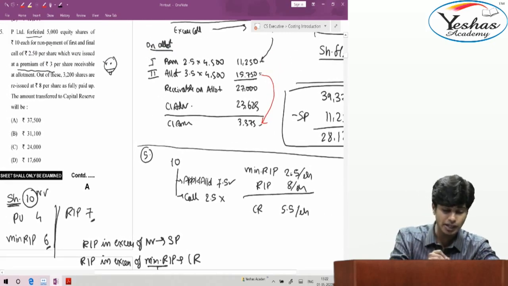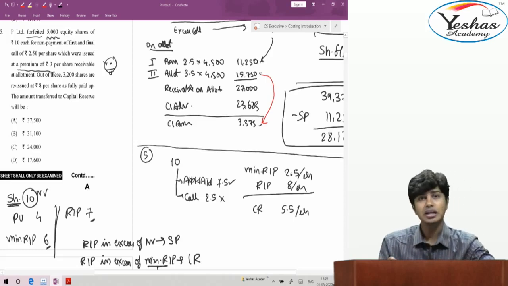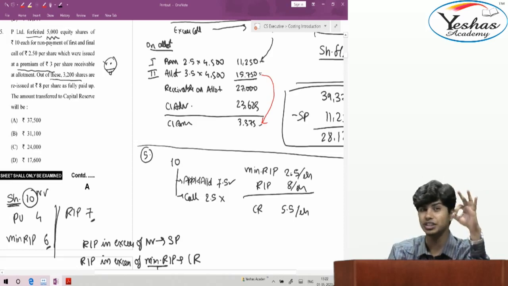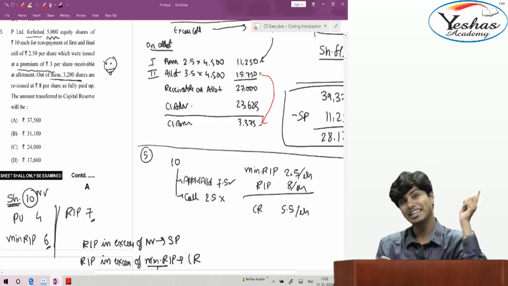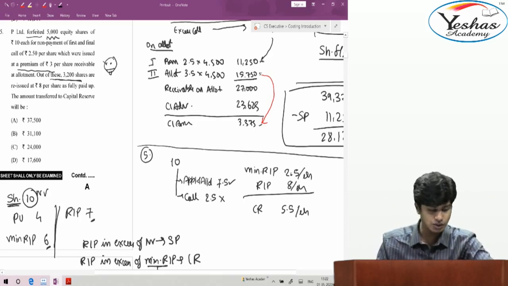We don't really care about this 5,000 shares being forfeited. What really matters here is how many shares are reissued. If there are certain shares forfeited which are neither cancelled nor reissued, with regard to those shares, we will not transfer the money to capital reserve. That will remain in share forfeiture account till the time the shares are either cancelled or reissued. 3,200 shares were reissued.